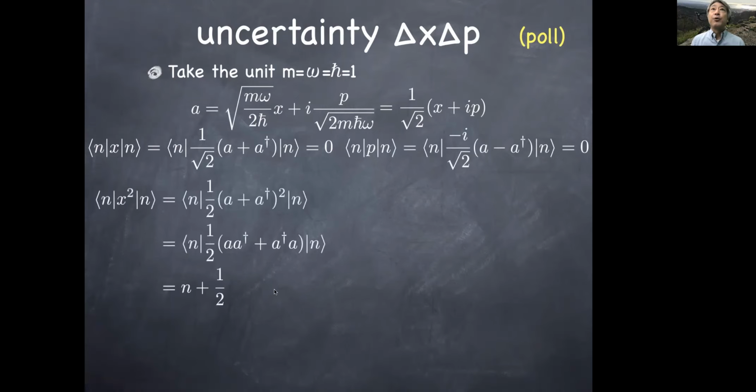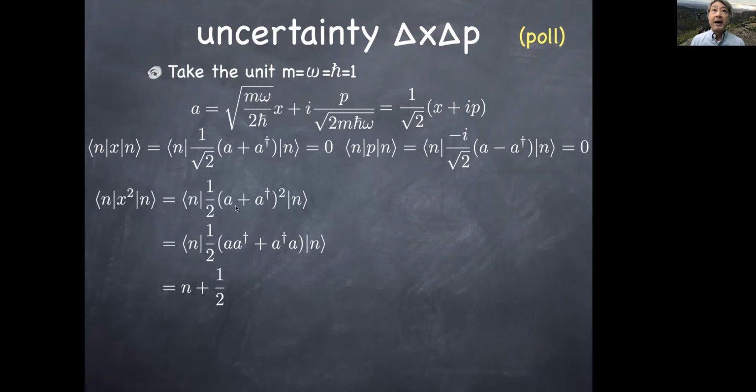Now, to compute the uncertainty, delta x squared is given by the expectation value of x squared minus x expectation value squared. So I need to compute the expectation value of the x squared operator. I take the square of this operator, 1 over square root 2 times (a plus a dagger), and I expand (a plus a dagger) out.